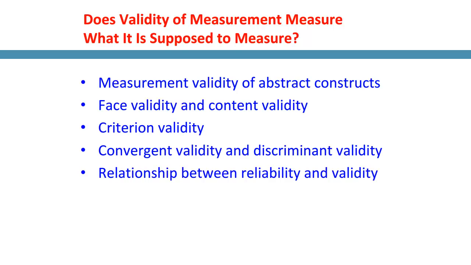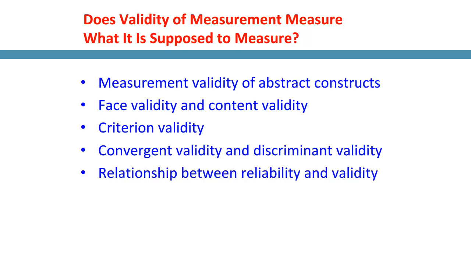So with validity, we're asking, does the measurement measure what it is supposed to measure? There are a couple of different ways to do this: face validity, content validity, criterion, convergent, discriminant, and then of course we'll discuss briefly the relationship between reliability and validity.